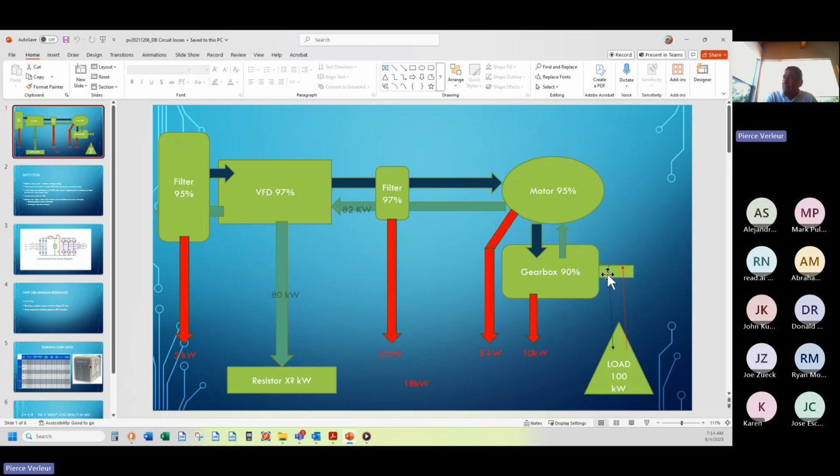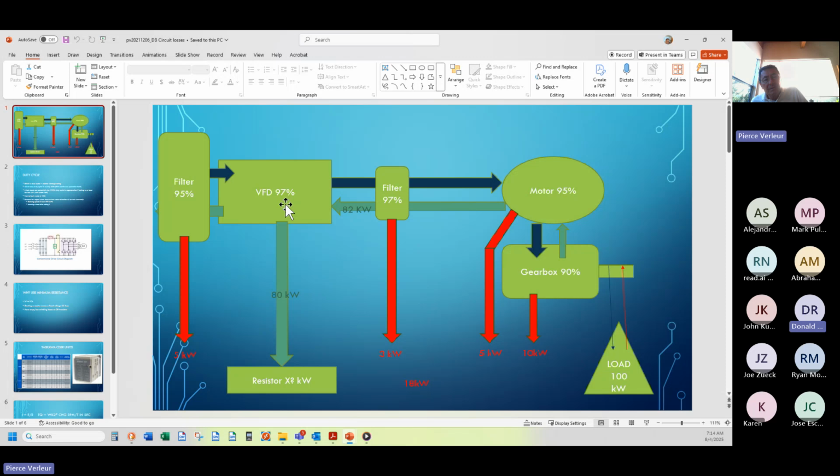So 100 kilowatts, back through the gearbox, I lose 10. Back through the motor, under its normal efficiency, I lose another 5. And then if I have a filter out here, it's typically 3% line reactor, I'm going to lose 3. So I've lost 18 kilowatts. I'm only putting 82 kilowatts back into the VFD. What do I do with that 82 kilowatts?